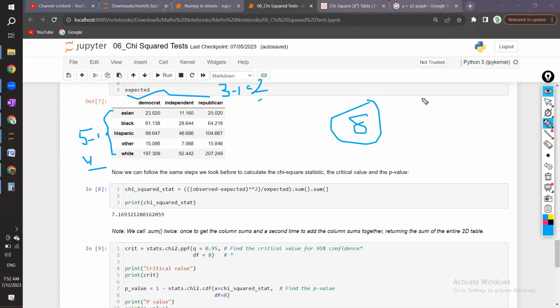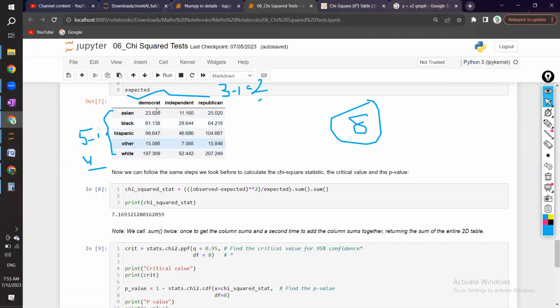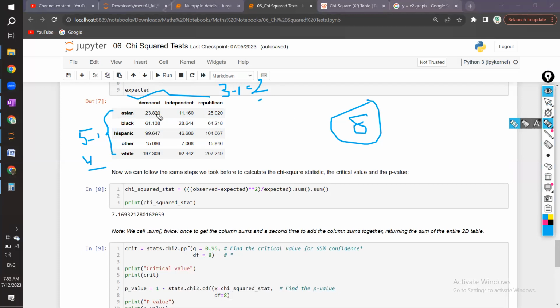Is it clear? In the earlier case, you were considering only one category: 1 dog, 2 dogs, 3 dogs, so it is 3 minus 1, which is 2. That's why the degrees of freedom is 2. But here you are looking at 2 categories: one is the race, one is the voter party. So you need to calculate the individual degrees of freedom. 5 categories minus 1 will be 4, and 3 minus 1 will be 2. 4 times 2 is 8. Is it clear?